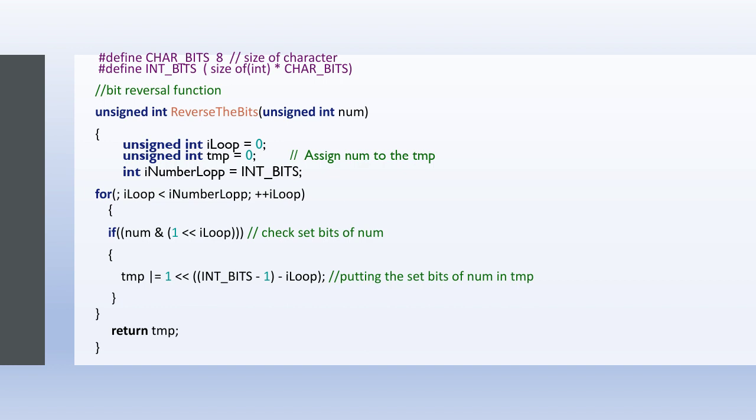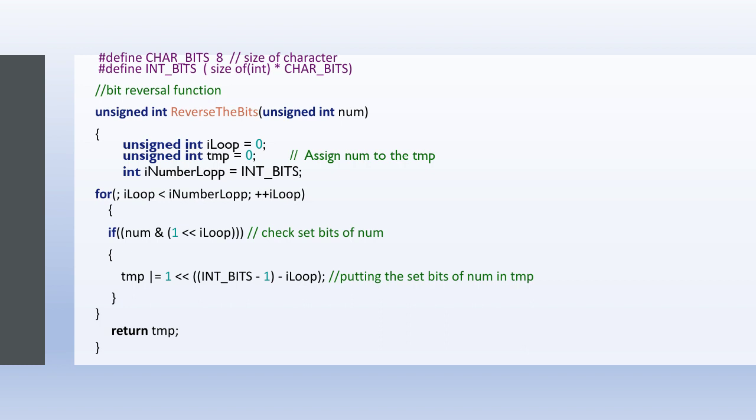Okay, we are checking the set bits of the number. Then temp OR equal to 1 left shift of the algorithm we discussed earlier, INT_BITS - 1 - iLoop, putting the set bits of the number in temp. So we are returning this temp from the reverse bits function, right? To call it, in main we can call this method. So let's look at the second method.